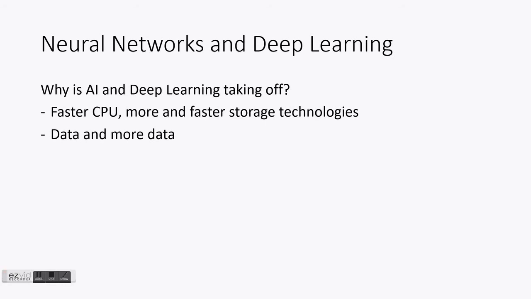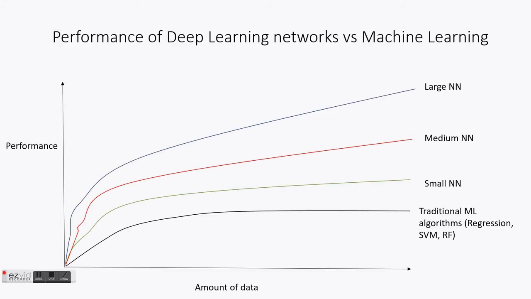One of the reasons is we now have much faster CPUs and much more advanced storage technologies. Secondly, we have tons and tons of data. There's exploding data: we have mobile data, data from IoT, big data, retail data, etc. So that is one of the reasons why deep learning has taken off. But why does it perform so well?